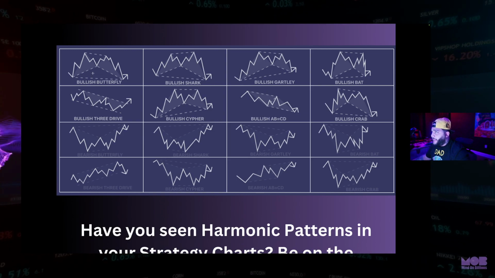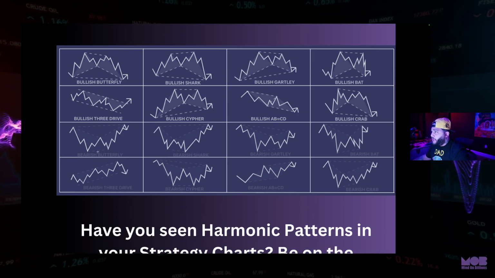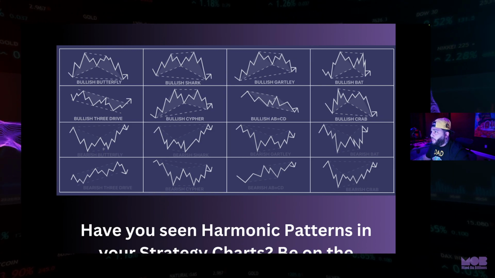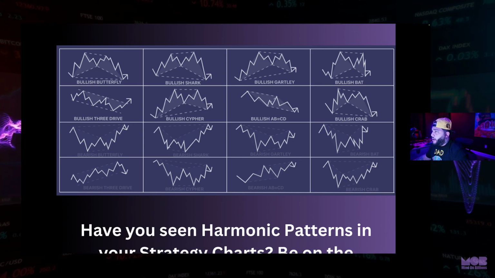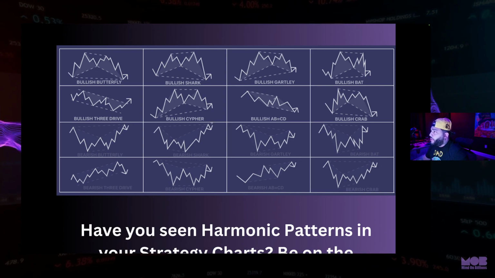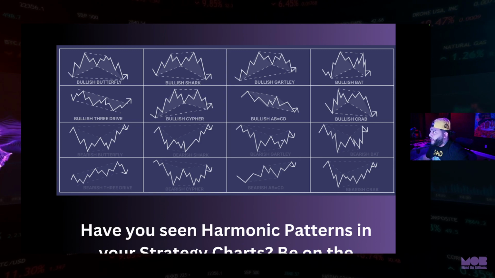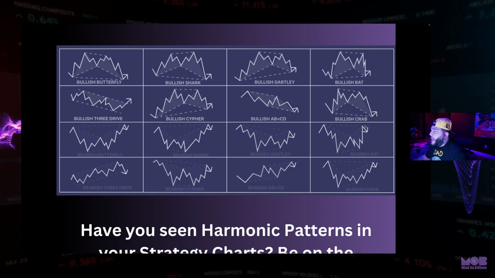Bearish butterfly, same thing but reverse of the bullish butterfly. Basically it forms a W, and at the top of the W, it starts to drop. Bearish shark forms kind of a W, hits the top, starts to drop.